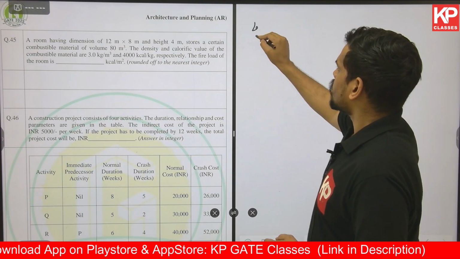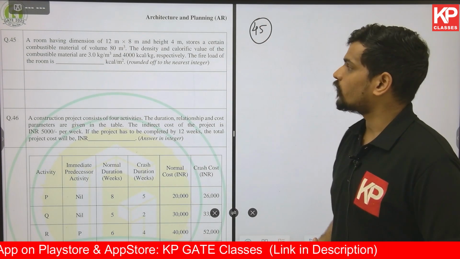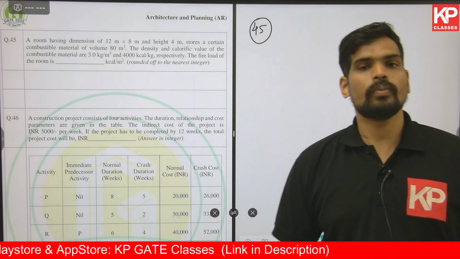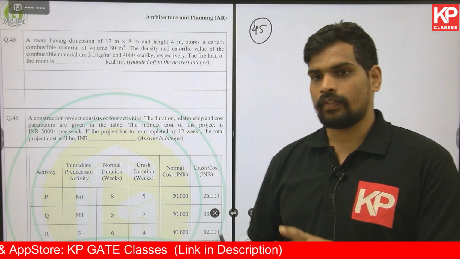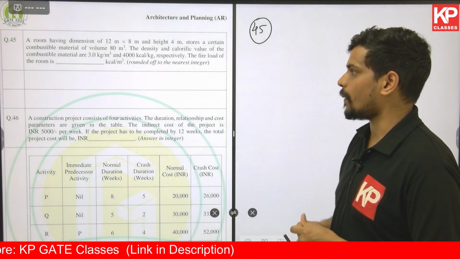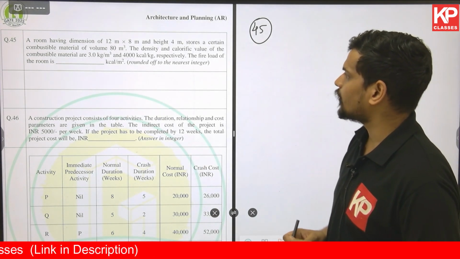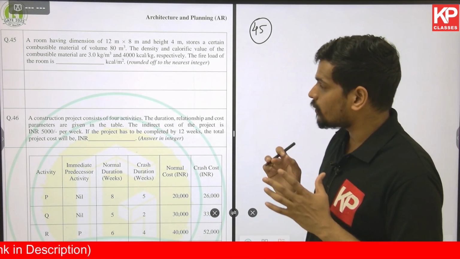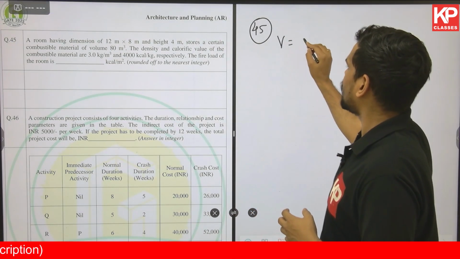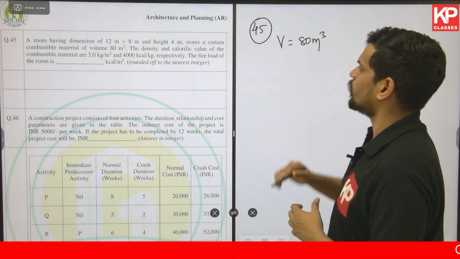The next one, question number 45, again from fire safety. This year there are two numericals from the fire safety chapter itself. A room having dimensions of 12 into 8 meter and height 4 meters stores a certain combustible material of volume 80 cubic meter. That's the volume of the combustible material.